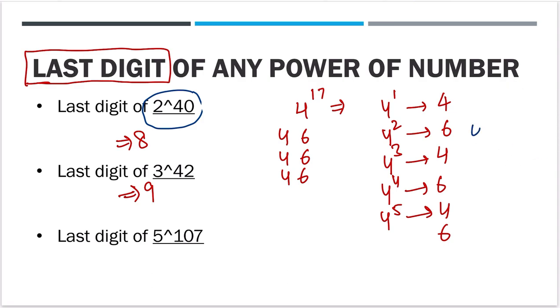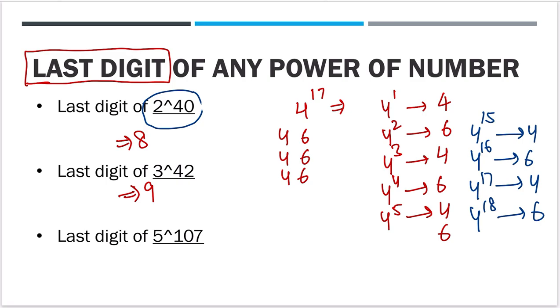And this will continue like this. 4 to the 15 will give me 4. 4 to the 16 will give me 6. 4 to the 17 will give me 4. 4 to the 18 will give me 6. So after every alternate number it will repeat its last digit. The answer we are looking for, 4 raised to the power 17, is 4. I hope this is clear.